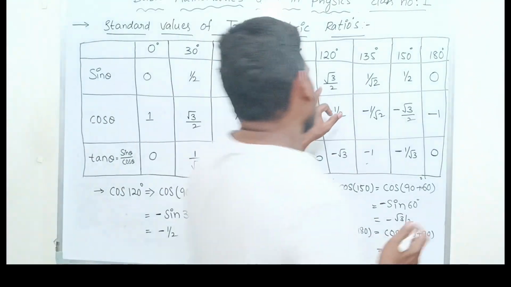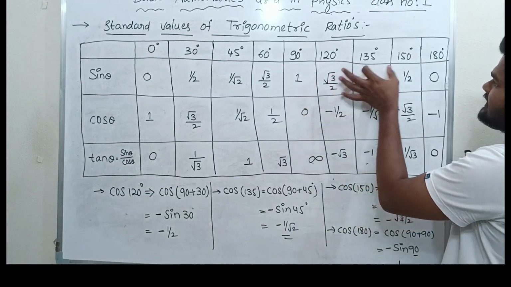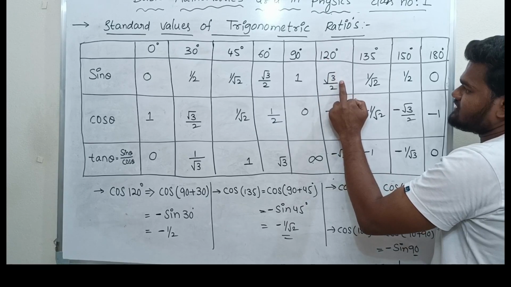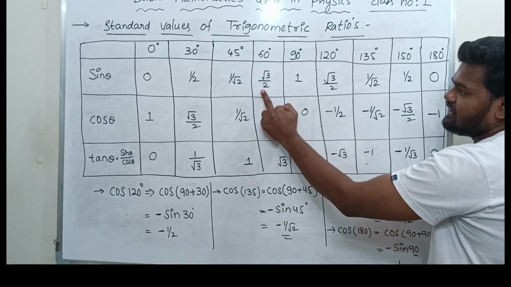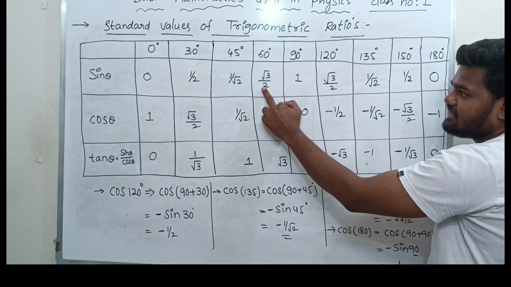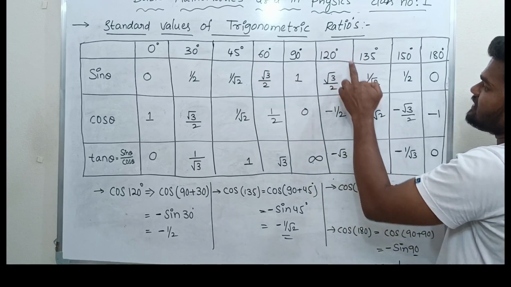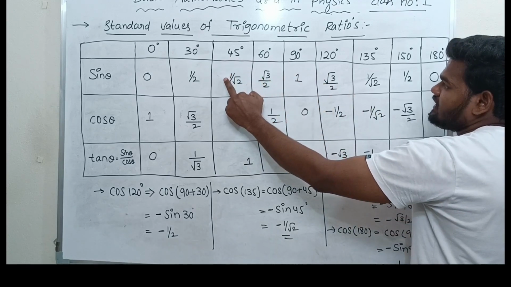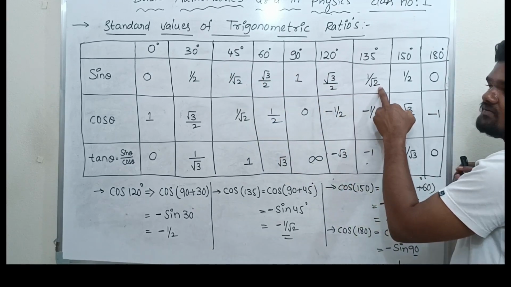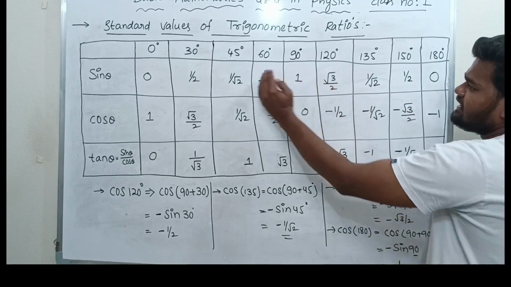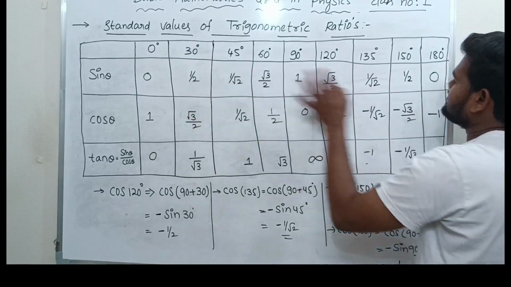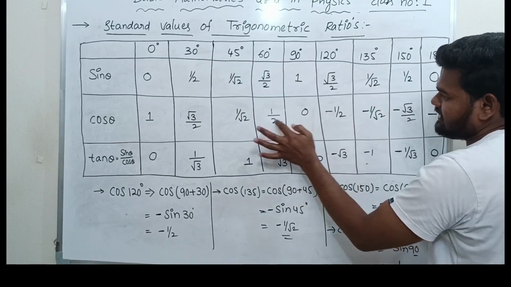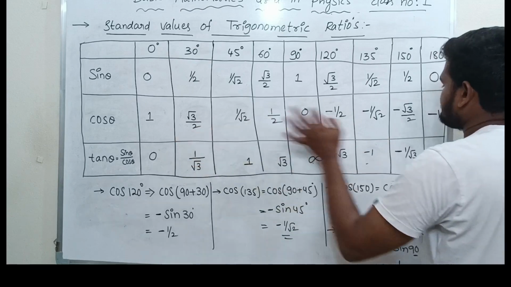If you want to write 120, 135, 150 and 180 degrees, see, sin 60 is root 3 by 2 and sin 120 is also root 3 by 2. Sin 45 is 1 by root 2, and sin 135 is also 1 by root 2. Again write in reverse order: 1 by 2, 0. For cos, just place a negative sign and write in reverse order. You must place the negative sign.